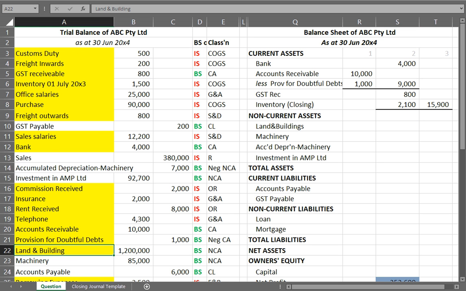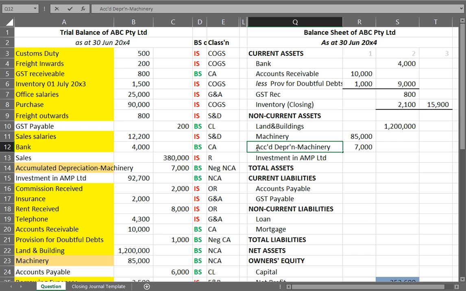Moving on, land and buildings, non-current asset. Land and buildings is over here, and the value is actually quite substantial. Okay, now machinery. Machinery is a little bit more interesting because machinery has accumulated depreciation as well. So we'll have to calculate the subtotal. Machinery is 85,000, accumulated depreciation is 7,000. So perhaps it's not a bad idea to write less accumulated depreciation for machinery. And then the calculation will be 85 minus 7, 78,000.